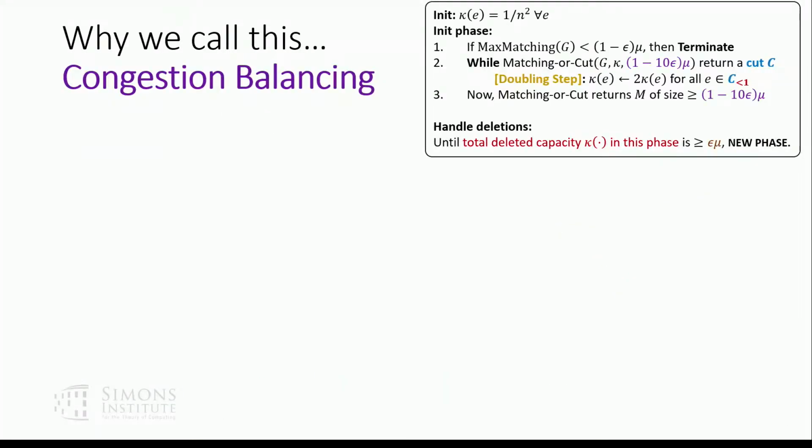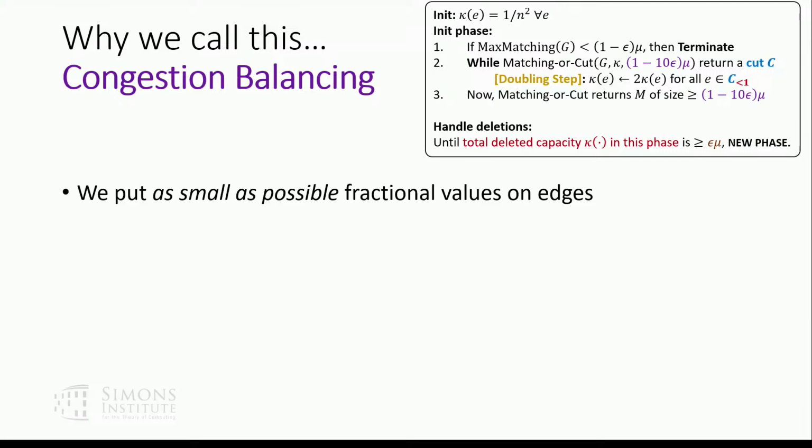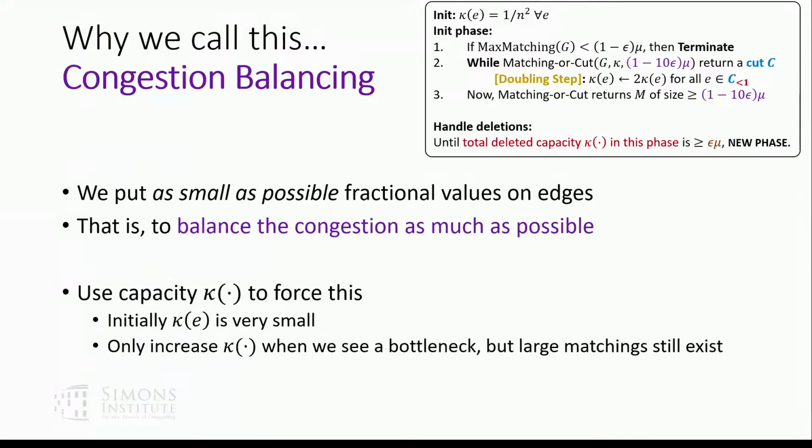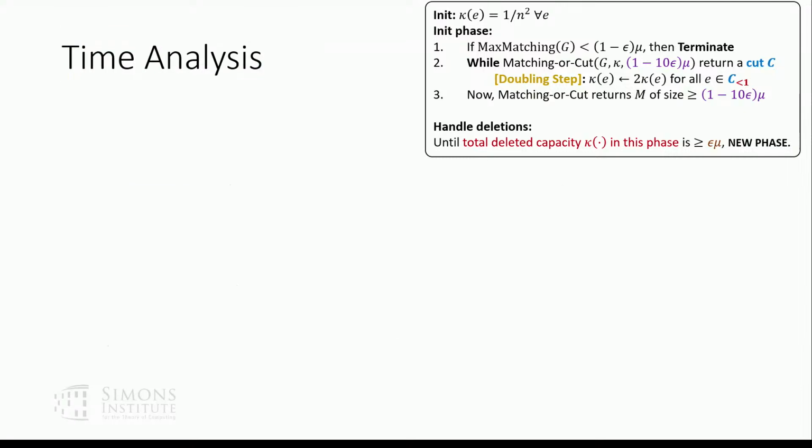This is kind of a high-level slide, but I think I've gone through all this. We're just trying to balance the congestion, and we're using the capacity to balance the congestion. Okay, so let's do the time analysis. The key step is to argue that the total number of doubling steps over all phases, where we have to double the capacity, is only about log n.